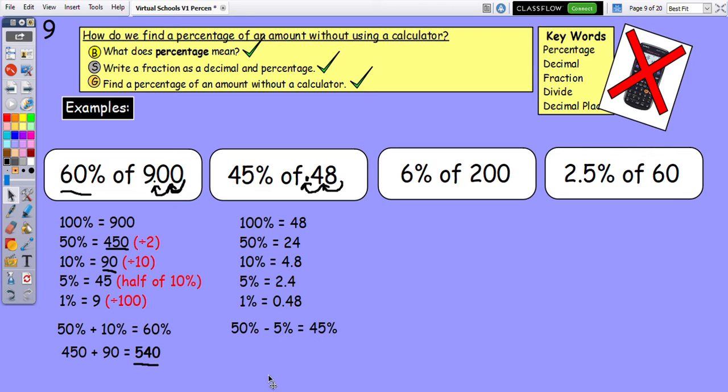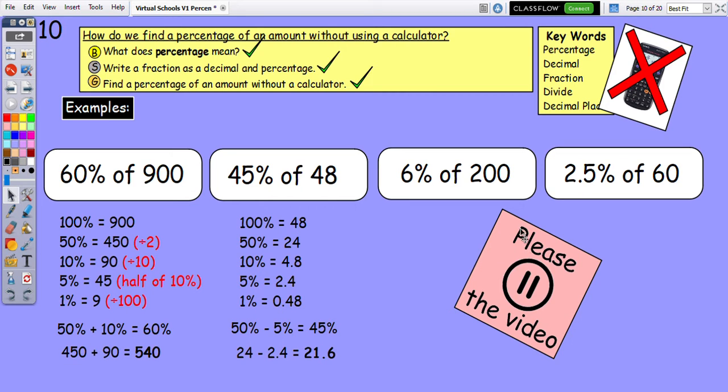Okay, so 45% is 50% minus 5%. 50% is 24, 5% is 2.4, I subtract them to get 21.6. Okay, so please don't be surprised if you get a decimal value. Lots of percentages are decimal answers. Okay, they're not always nice. So, with that in mind, what I'd like you to do is pause the video and have a go answering these two questions.